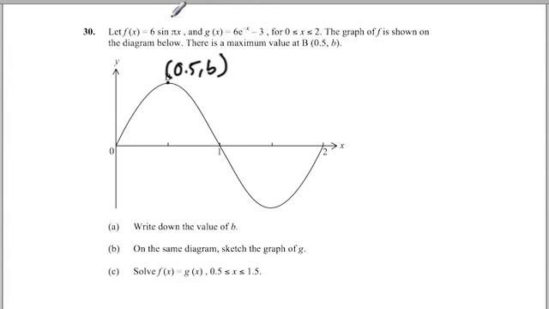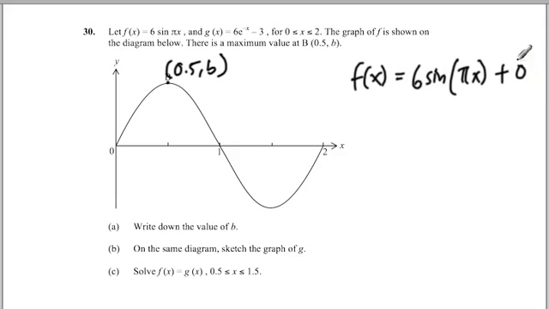Another way of writing f of x is really just 6 sine pi x plus 0. Because there's no 0 here, they'll never write plus 0. So our central axis is 0, and our amplitude is actually 6. It goes as high as 6, so this distance will be 6. So our b value here must be equal to 6, because that's the maximum. So b is equal to 6 because 6 plus 0 is 6.